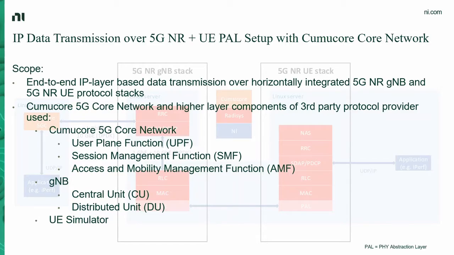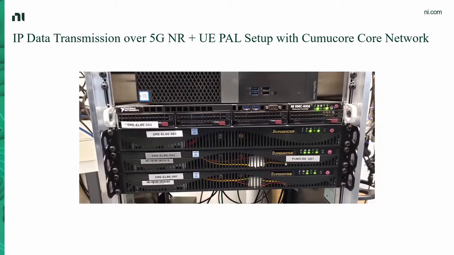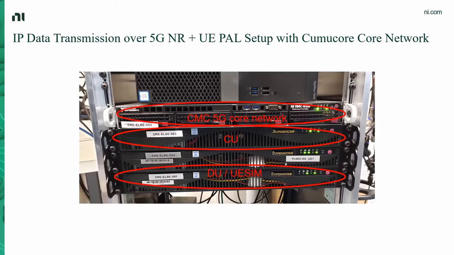The gNB consists of the central unit CU and the distributed unit DU. To enable the end-to-end data transmission, we use a UE simulator at the lower end and a core network machine at the upper end of the stack. In our lab, the setup looks like this. We use 3 machines to serve the aforementioned functions.